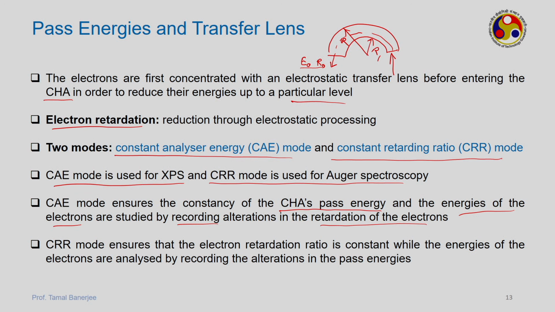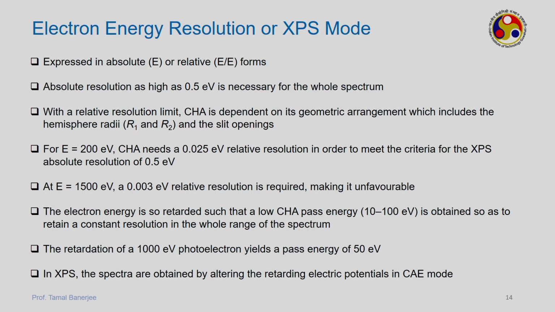And for the Auger spectroscopy, which is done in constant retardation mode, what you do is retard all the electrons equally, then you compute the pass energy, just the opposite, the converse manner. Okay. Why we need to do that is because of the resolution. Expressed in absolute energy, resolution is very important, you should understand. A resolution of 0.5 electron volt is necessary for the entire spectrum.